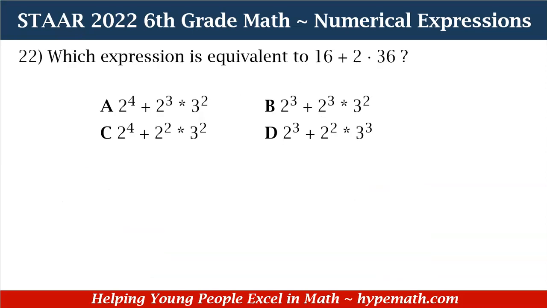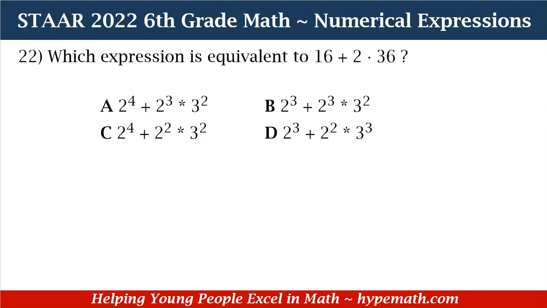Let's dive in and look at some problems, starting with number 22. It says, which expression is equivalent to 16 plus 2 times 36? Is it A, 2 to the 4th power plus 2 cubed times 3 squared? Is it B, 2 cubed plus 2 cubed times 3 squared? Is it C, 2 to the 4th power plus 2 squared times 3 squared? Or is it D, 2 cubed plus 2 squared times 3 cubed?